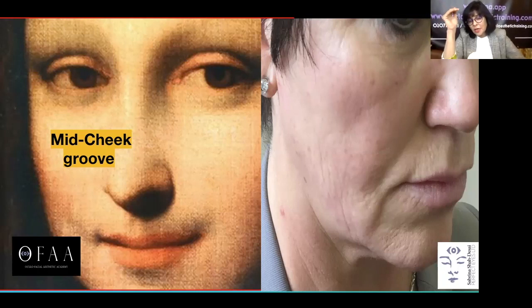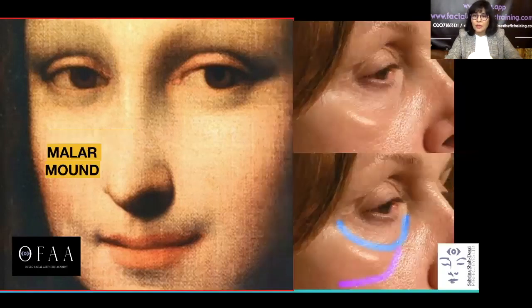And as this nasojugal groove deflates, it gets closer to the tear trough because the tear trough is also deflating, and it all seems to amalgamate and extend into the mid-cheek groove clinically. In some people, you can actually see a distinct nasojugal groove, particularly when they squint and the orbicularis oculi muscle contracts. Now let's look at the malar mound. So I'm just going to move my camera again.